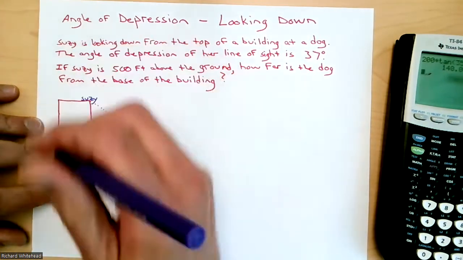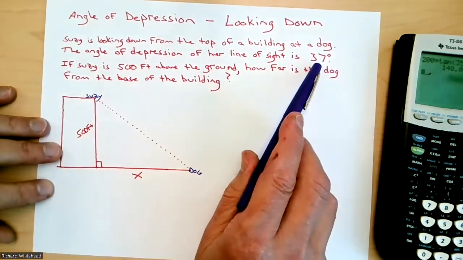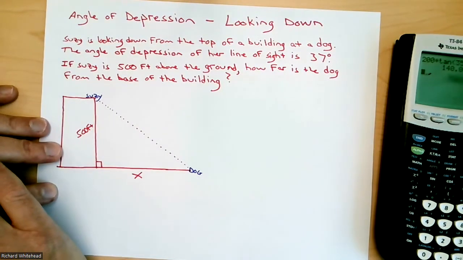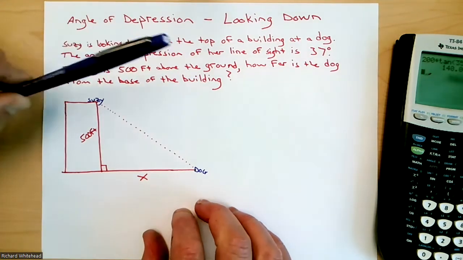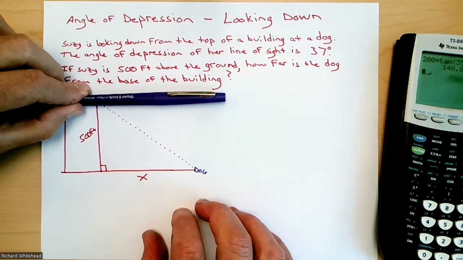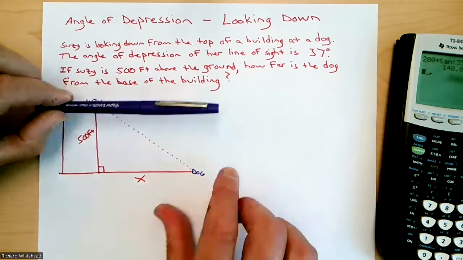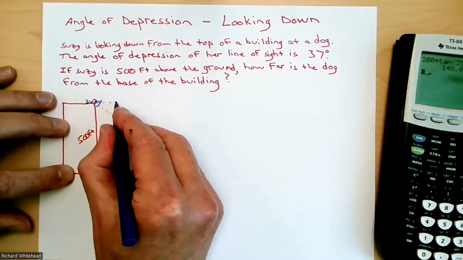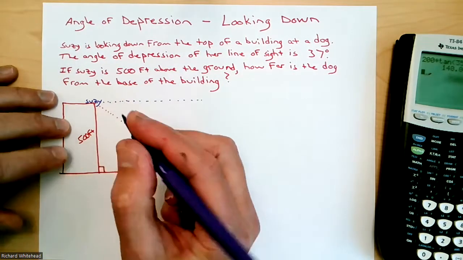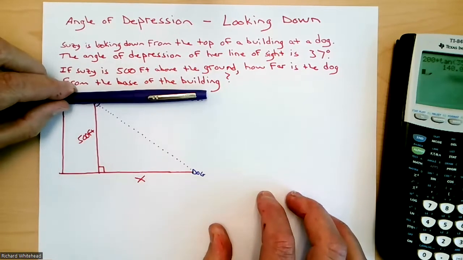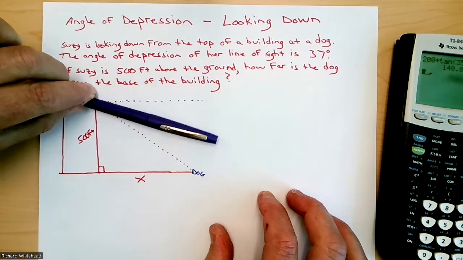Okay. Now, here's the tricky part. The angle of depression is 37 degrees. Where does the 37 go? Okay, this is the tricky part. All right, if Susie's looking straight ahead, this is her line of sight. She's looking straight ahead. There's her line of sight parallel to the ground. Then here's her line of sight. Then she looks down at a 37-degree angle.